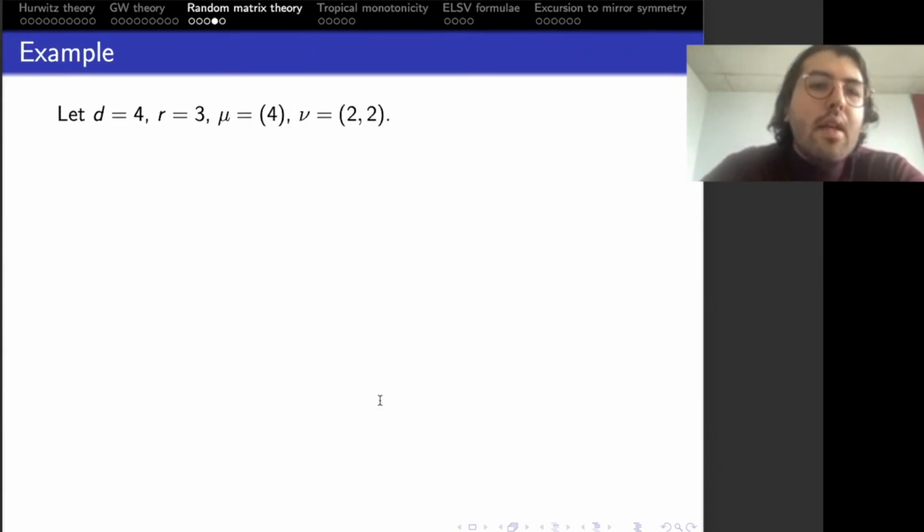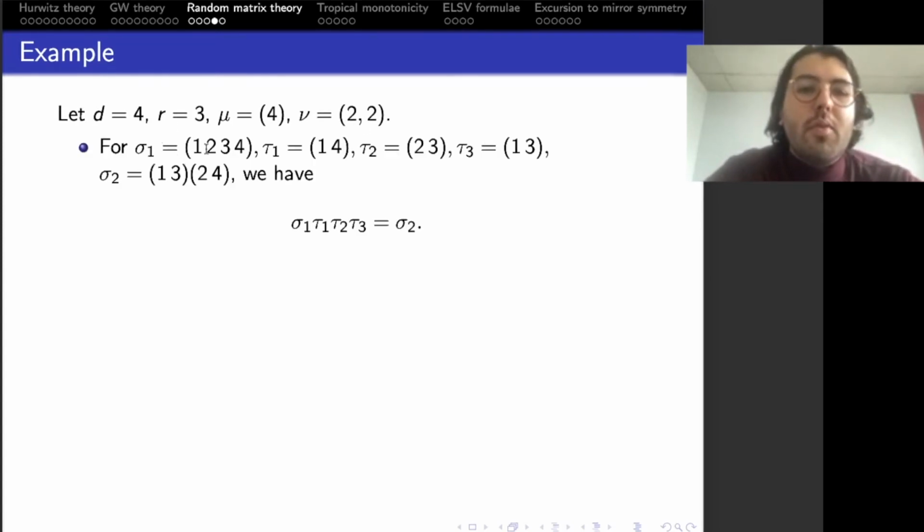And so let's compute one monotone double Hurwitz number using this symmetric group setting, and we have the same data as before. So we fix d equal to 4, r equal to 3, the partition mu is equal to 4, and the partition nu is equal to 2, 2. Okay, so first of all, we look at the factorization that we looked at earlier. So sigma 1 equal to (1 2 3 4). Tau 1 is equal to (1 4). Tau 2 is equal to (2 3). And tau 3 is equal to (1 3). And sigma 2 is equal to (1 3)(2 4).